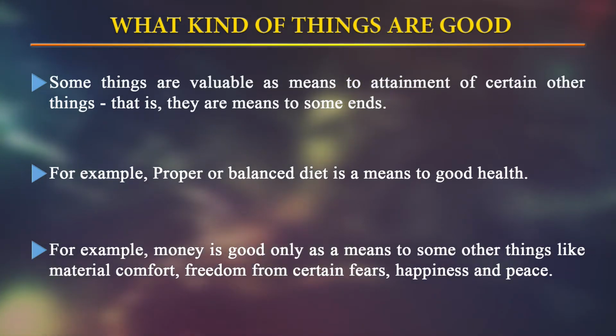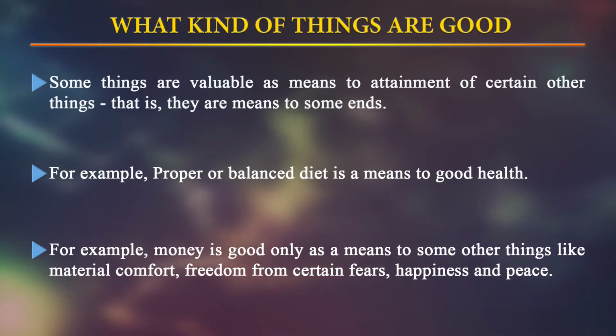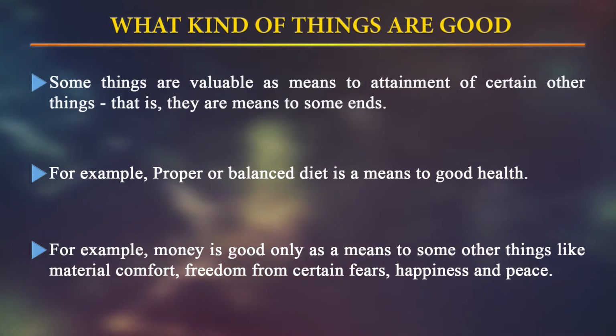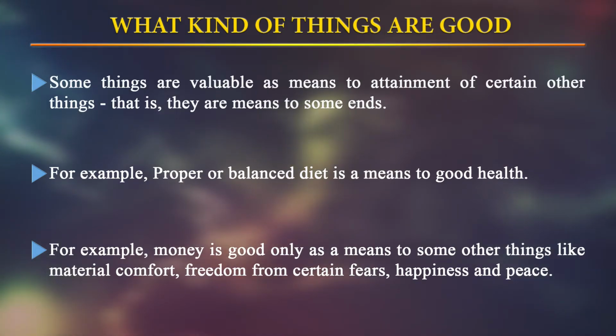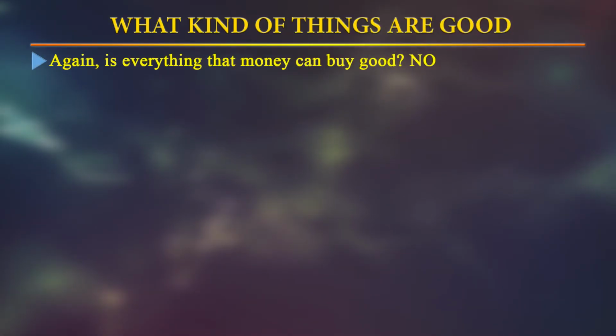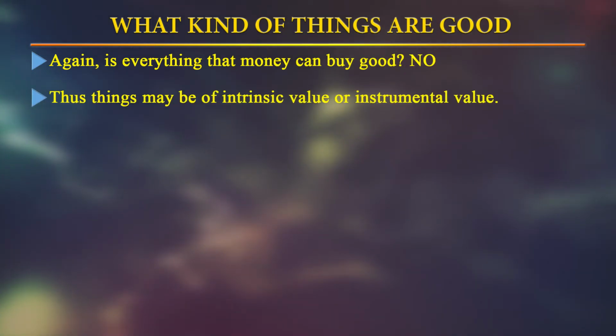Money is good only as a means to some other things like material comfort, freedom from certain fears, happiness, peace, etc. But money by itself will not have any value unless it is used for attaining some other means, for attaining happiness through some other things. So, you see that some things are valuable as a means to attain some other things. Again, is everything that money can buy good? No. Thus, things may be of intrinsic value or instrumental value.